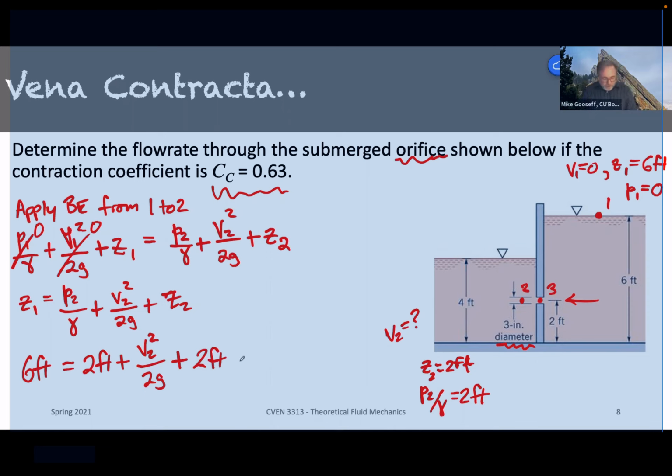Okay, so now we can solve for V2. I'm just going to skip that step here, but all you're going to do is the algebra, right? To figure out V2, don't forget to take the square root here. But that will come out to be 11.34 feet per second. All right, so there's step one of this part.